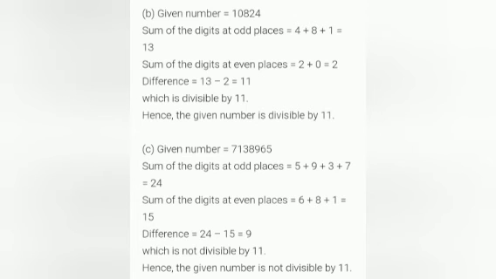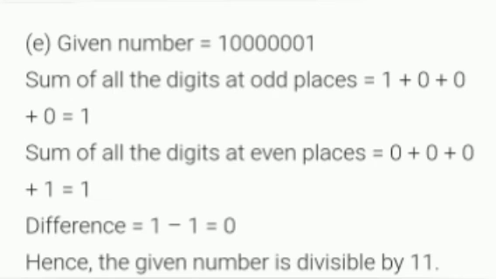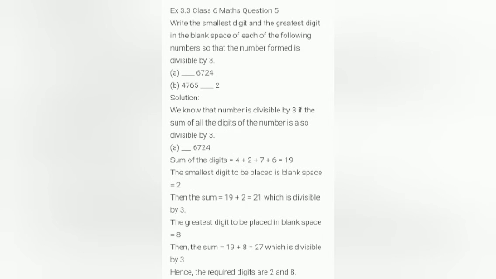उन दोनों को क्या करना है? Difference लेना है. So sum of all odd digits, difference, sum of all even digits. क्या आना चाहिए? 0 या 11. अगर वो आया तो that number is divisible by 11. So here we are done for all the questions.